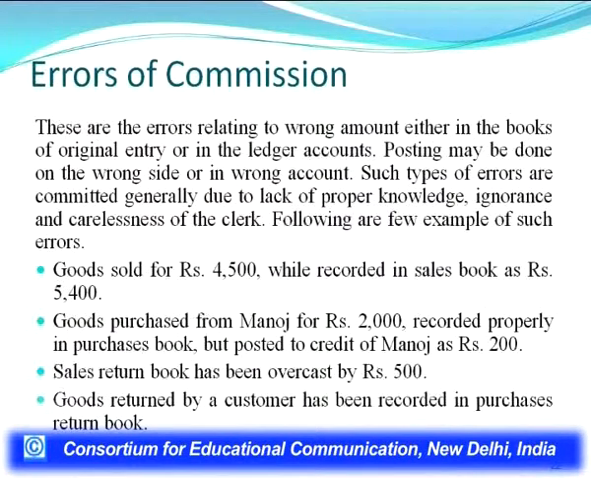And then next example, sales return book has been overcast by rupees 500. We discussed preparing the sales return book. All the goods returned by our customers are to be recorded in the sales return book and posting is made from that book. At the end of the month or a specified period, the total is done and this total is posted into the sales return account. So, they say the sales return book has been overcast by 500. It means it is a totaling error. In routine life, such errors are very common, overcasting or undercasting. Overcasting means the total is more than the actual amount, and undercasting means the recorded total is less, while the actual total is more.